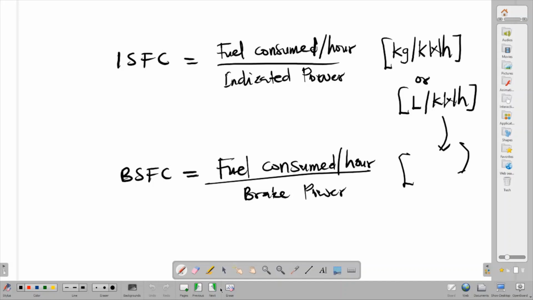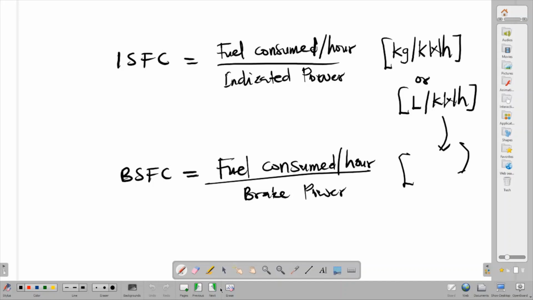The brake specific fuel consumption is the fuel consumed per hour per the brake power developed, and it is measured in kilograms per kilowatt hour. The indicated specific fuel consumption is the fuel consumed per hour with respect to the indicated power that is being developed.